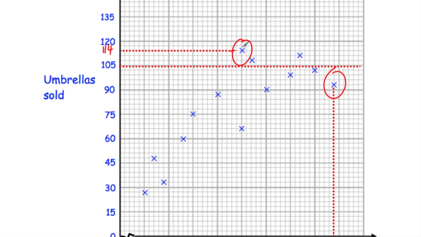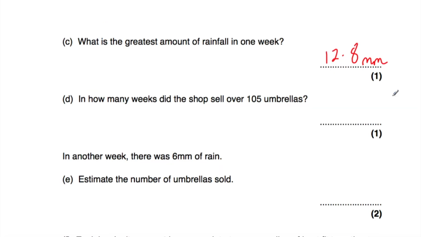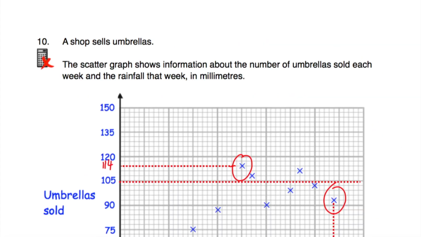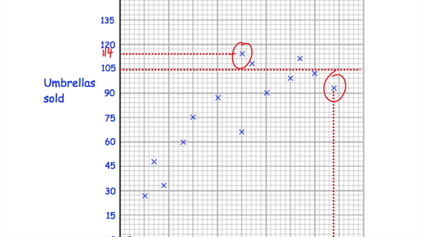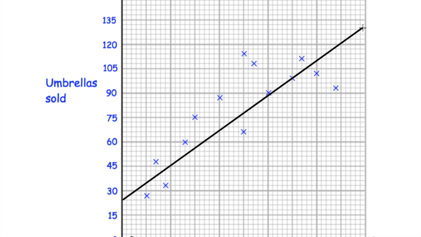And as you can see, there's 1, 2, 3 weeks where there's more than 105 umbrellas sold. This week it's less than 105, so there's 1, 2, 3 weeks, and that's it. So 3 weeks. Okay, then we're told in another week there's 6 millimeters of rain. Estimate the number of umbrellas sold. So we want to estimate the number of umbrellas sold, so we're going to want to draw a line of best fit. So we're going to get a ruler and pencil, and I'm just going to get rid of some of this working out that we've done previously. So let's draw our line of best fit.